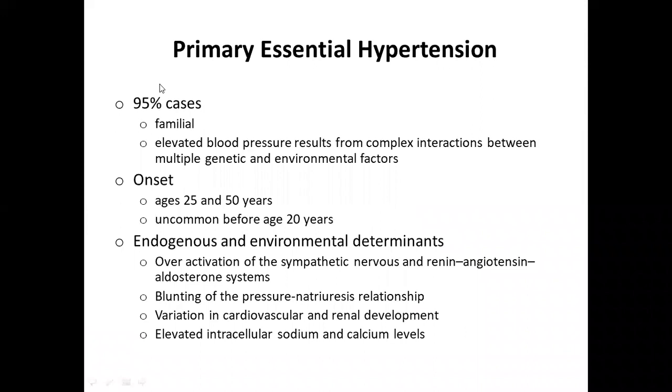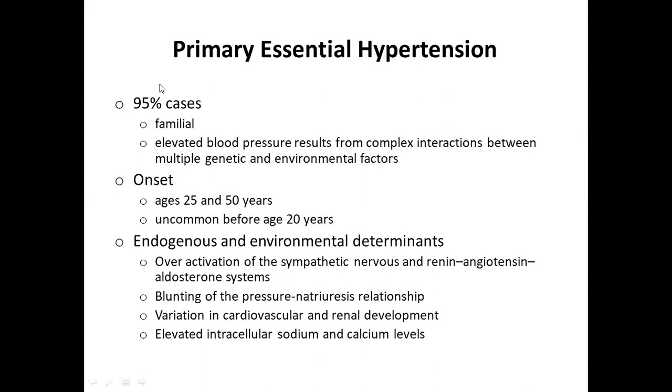So now, classifying hypertension. Classification is basically based on whether it is primary, that is essential, or secondary. Primary hypertension is the hypertension in which you cannot find any cause. In 95% of the cases, it is familial. Elevated blood pressure can result from a complex interaction between various genetic factors as well as environmental factors, like I told you, like obesity, salt intake, as well as alcohol consumption. All those things can cause essential hypertension.